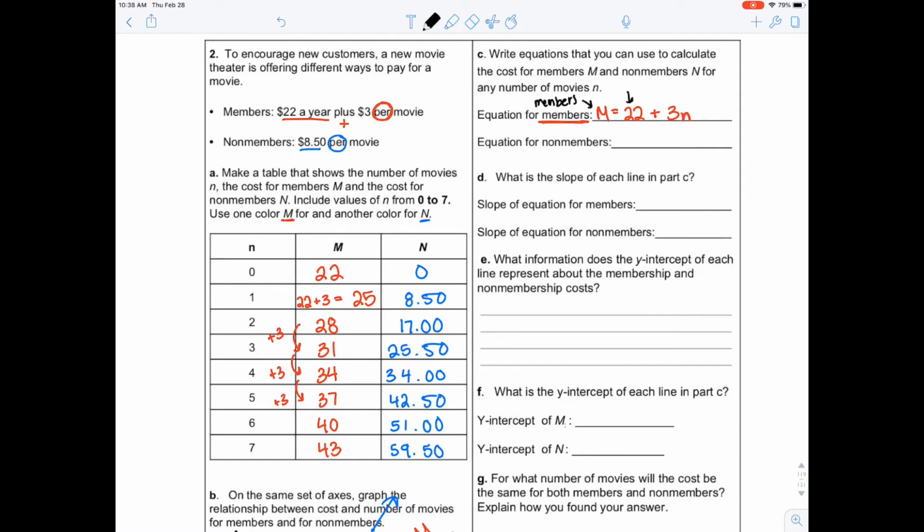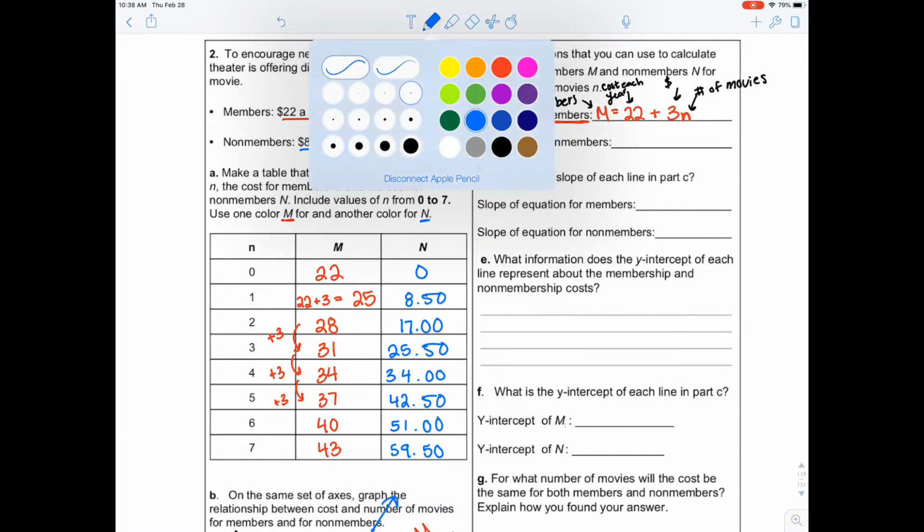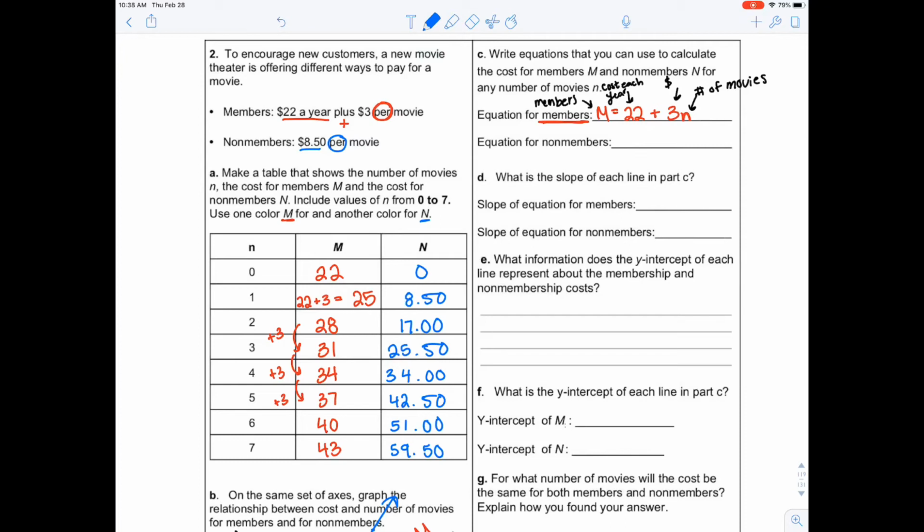22 is the membership cost, so I'll say cost per year, or cost each year. Okay, and $3, so this is the amount, and then this is the number of movies. There we go. Okay, now let's write an equation for non-members.